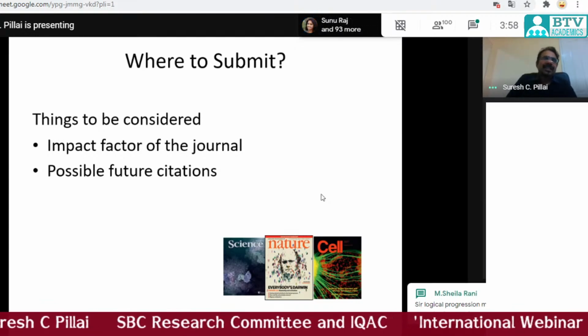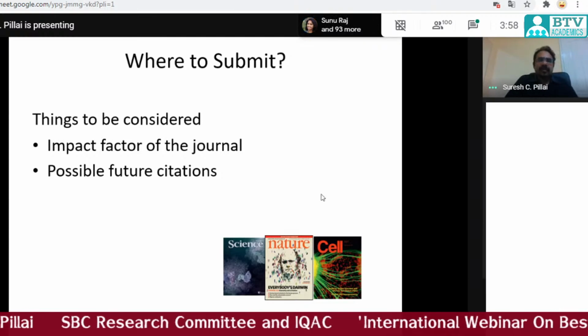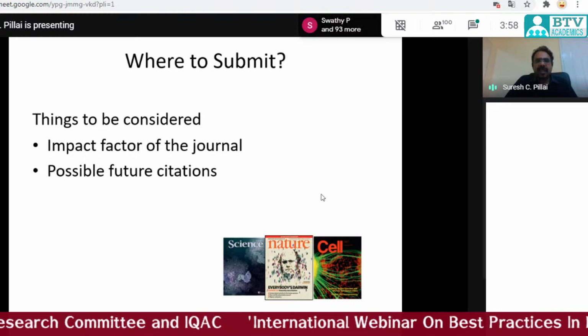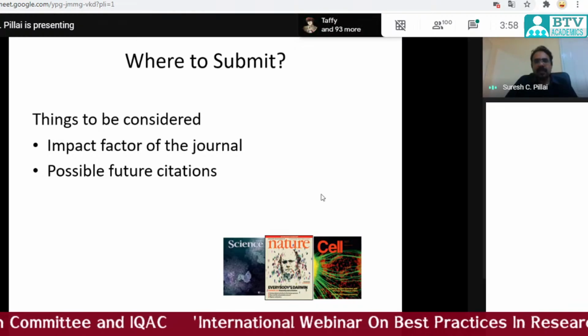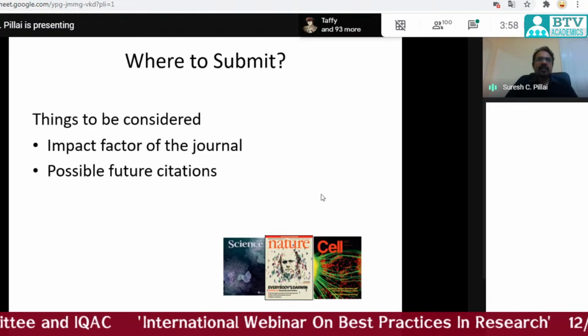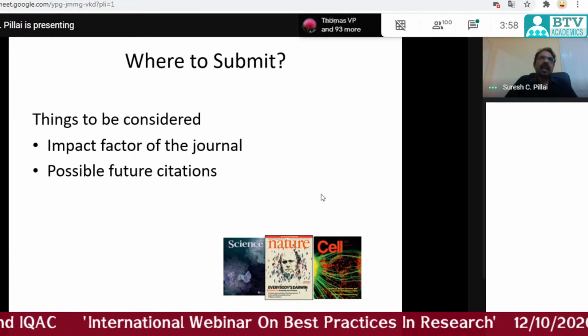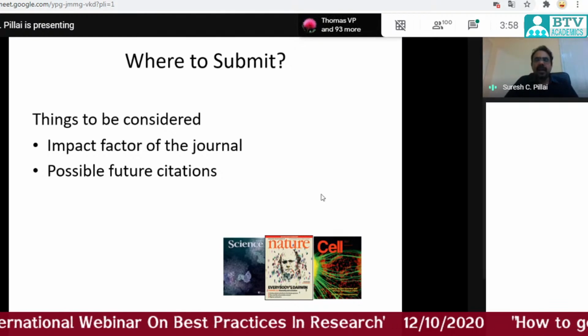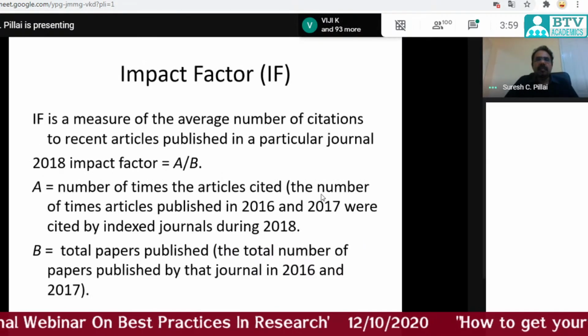So you should consider a number of things such as the impact factor, as well as the possible future citations, where your paper will be cited more, or where your paper will be read more, are also important.